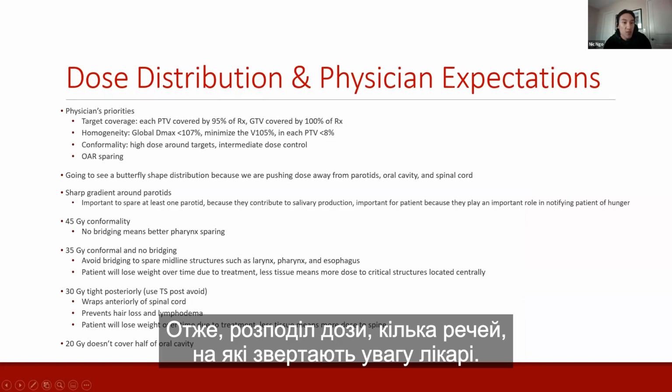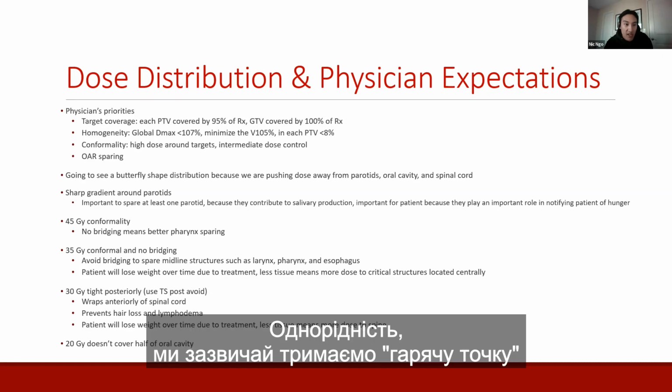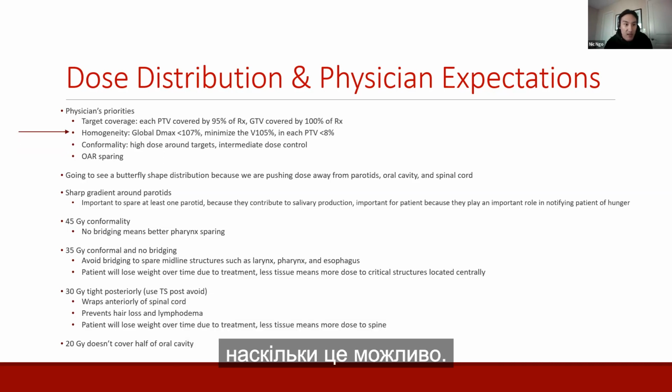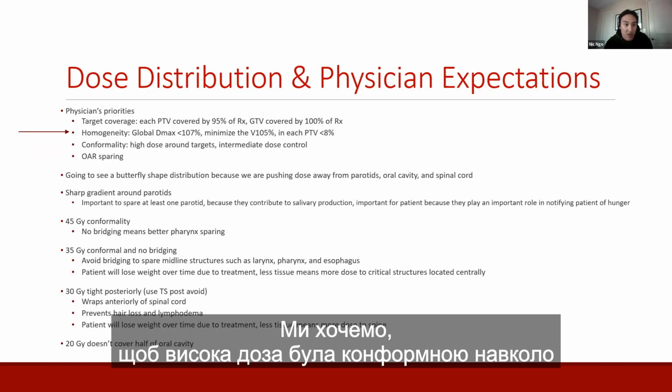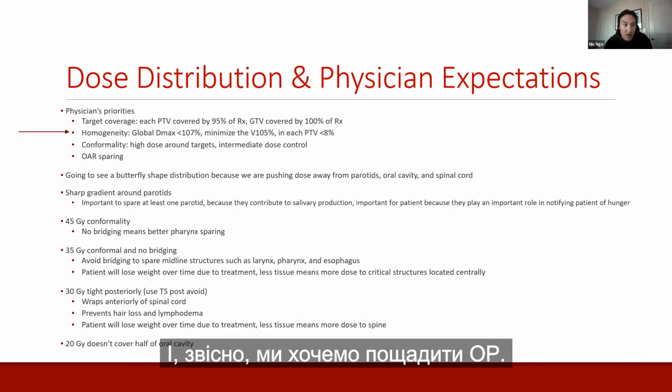So for the dose distribution, a couple things that the doctors look for. Each PTV level needs to be covered by 95% prescription dose. The homogeneity, we usually keep the hotspot around 107, and we want to minimize the 105% as much as we can. We want to keep the high dose conformal around the targets and keep the intermediate dosing controlled, and of course, we want to spare the OARs.